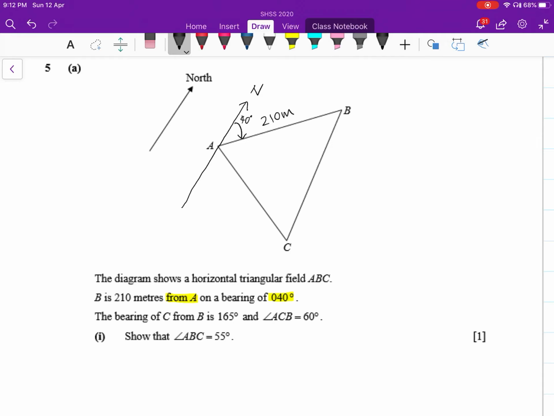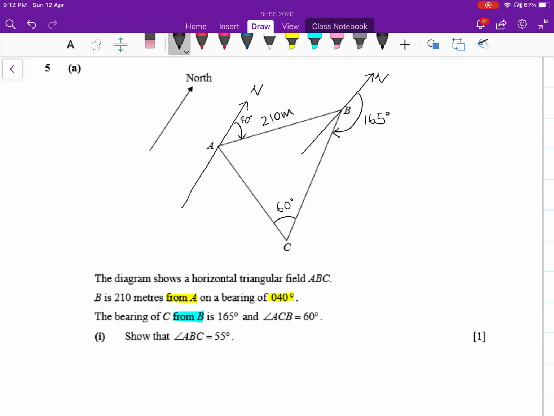Let's continue reading the question. The bearing of C from B. I want to find the bearing of C from B. Again, I draw the diagonal line at B. This is my north. Towards the right, bearing of C from B is 165 degrees. So these are 165 degrees. And ACB is 60 degrees. So this is 60 degrees. Now we are done with the information.